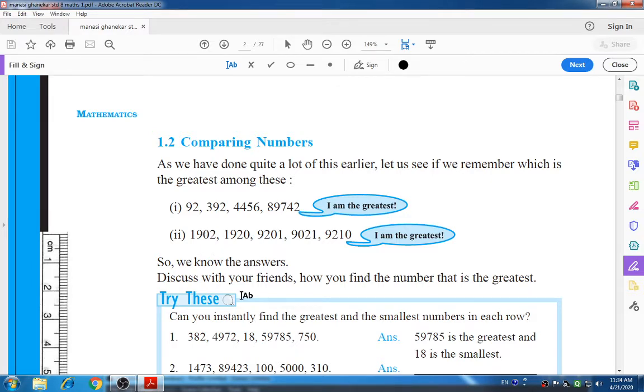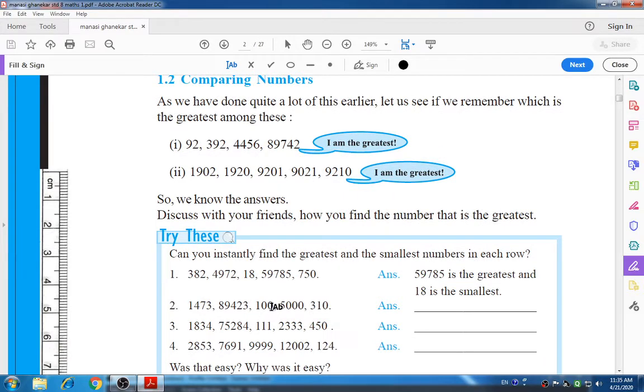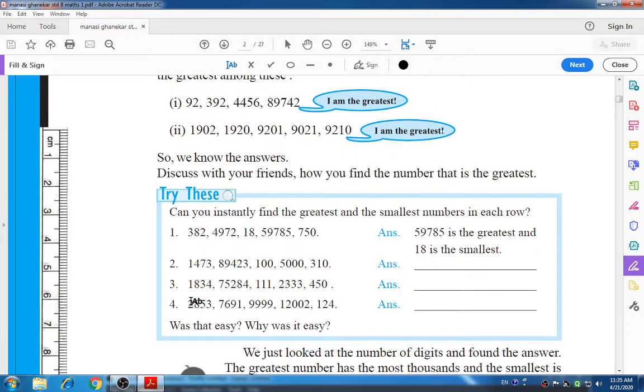Look carefully. Now we have to find the number which is the greatest and the smallest. Try this. Can you instantly find the greatest and the smallest number in each row? Look at the first example: 382, 4,972, 18, 59,785 and 750. Now the answer: 59,785 is the greatest and 18 is the smallest.